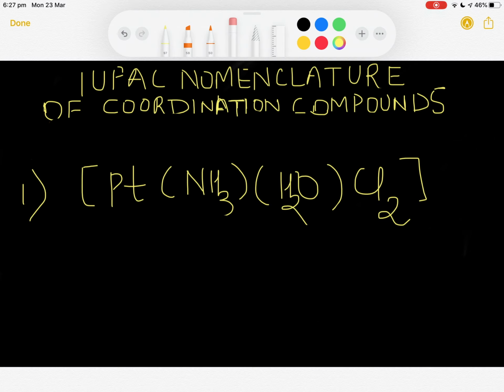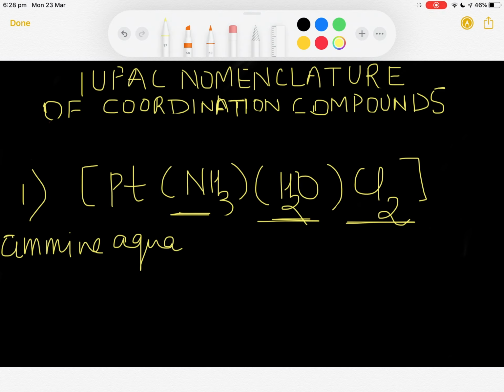So the first ligand you can see here is amine, then it's aqua, and the last one is chlorido. So we go alphabetic order. First I'm going to write here amine, then comes aqua, then dichlorido, and then comes the name of the metal atom, that's platinum.